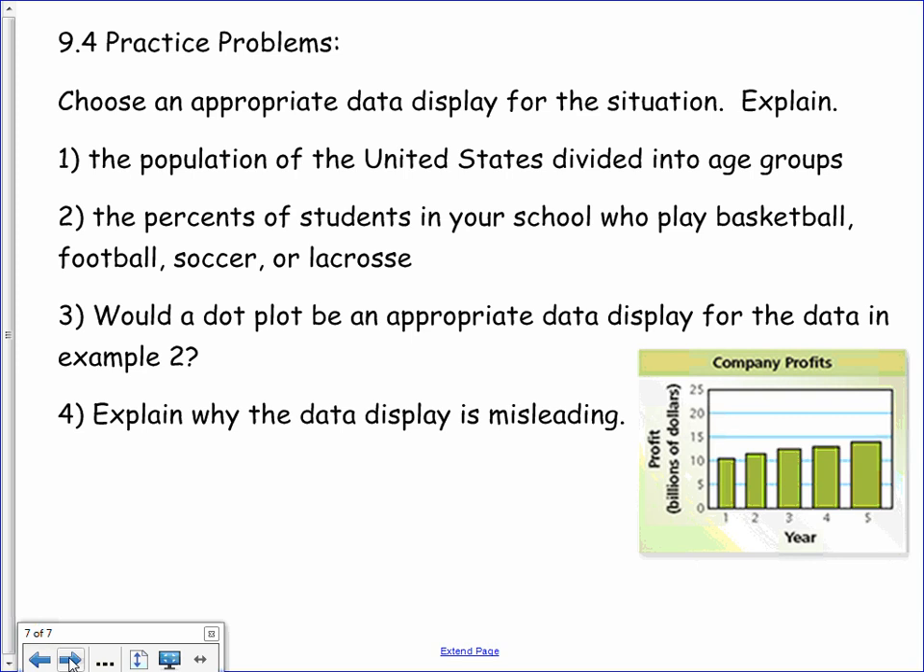Now you have a couple practice problems. You want to choose an appropriate data display for this situation for 1 and 2, and make sure you explain. So which data display would you use and why? Number 3 asks if a dot plot would be an appropriate data display for the data in example 2 when we're trying to show the changes over the 5 years. And number 4, you're going to use the company profits bar graph here and tell us why that data is misleading.